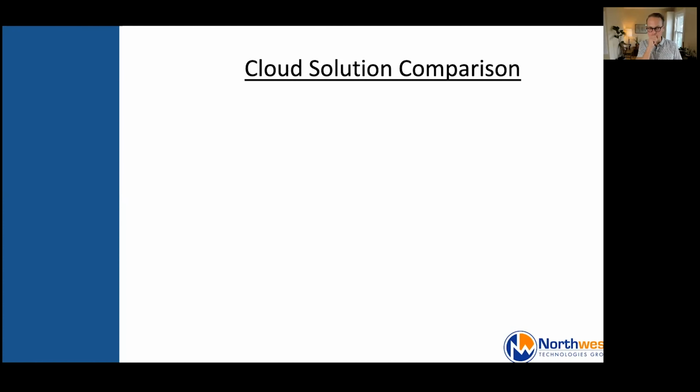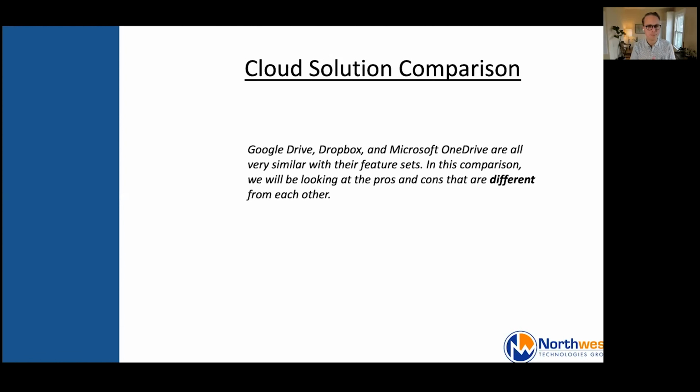So let's talk about the cloud solutions comparison. We're going to dive deep into the differences between Dropbox, Google Drive, and Microsoft OneDrive. The three main providers all have very similar feature sets. They're all stored in the cloud, and they all let you securely share files and do synchronous collaboration. But they have some key differences that I want to dive into for a few minutes, because they're important.